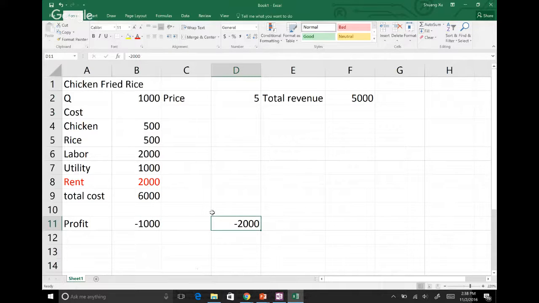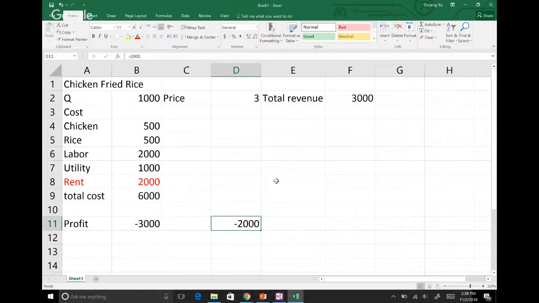In this case, we will stay open, but if the price changes, let's say the price is $3 each for chicken fried rice, then if you open, you lose 3,000. If you close, you lose 2,000. So in this case, it's better to close down. Then we call this company shutting down.